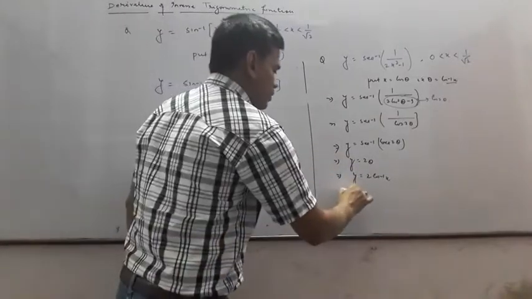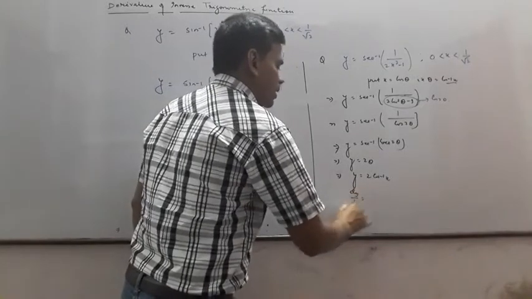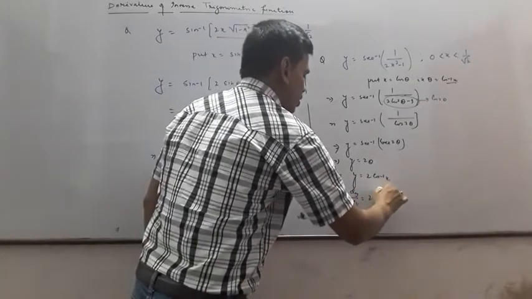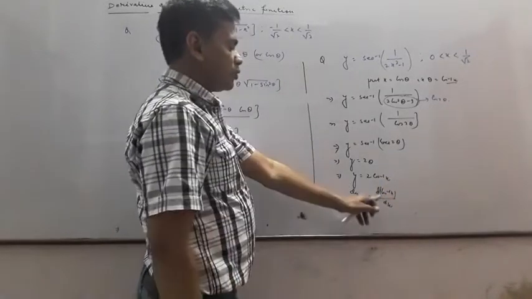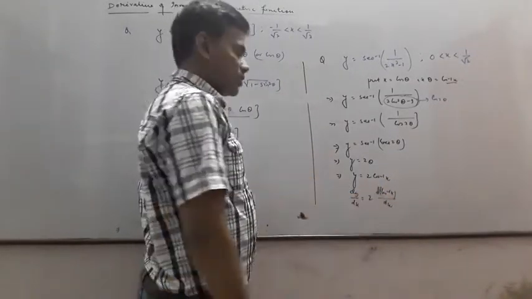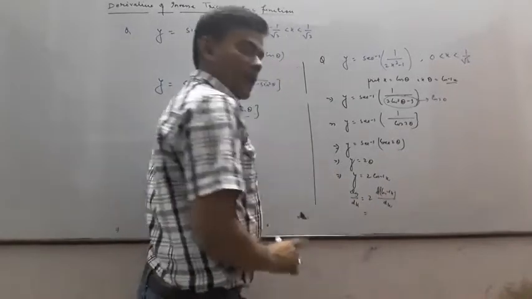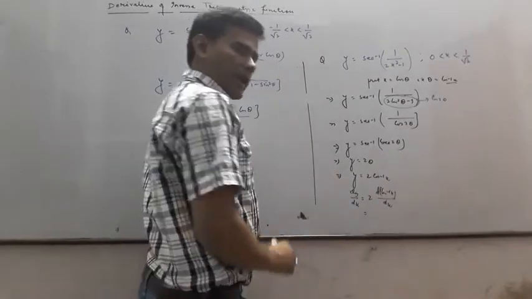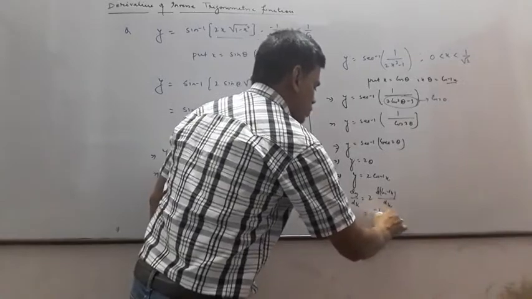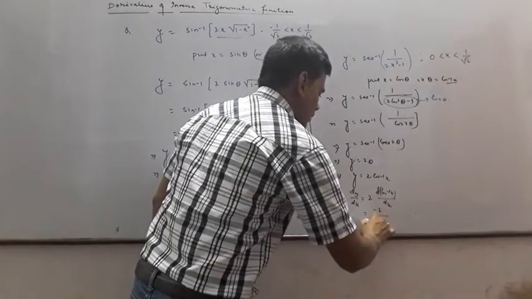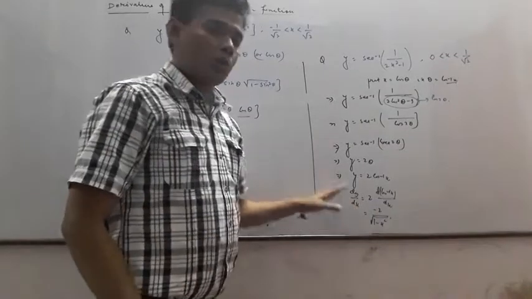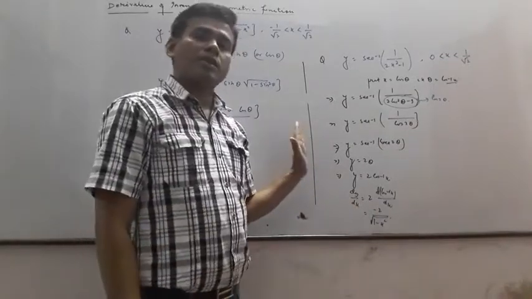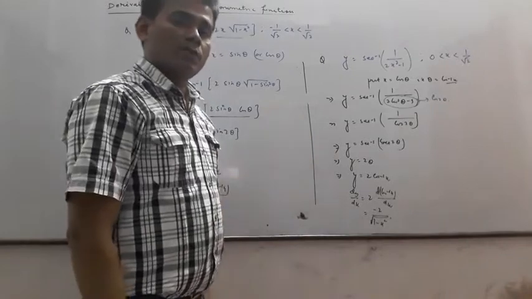So differentiate with respect to x. dy by dx equals 2 times the differentiation of cos inverse x with respect to x. I suppose you know, children, the differentiation of cos inverse x is minus 1 by under root 1 minus x square. So that means minus 2 by root of 1 minus x square. I suppose you have seen through this whole discussion how to differentiate inverse trigonometric functions.